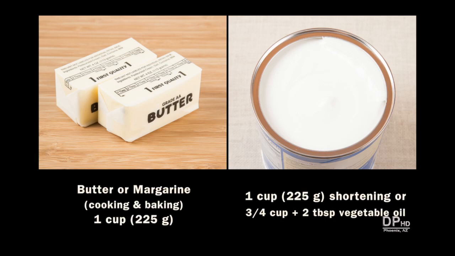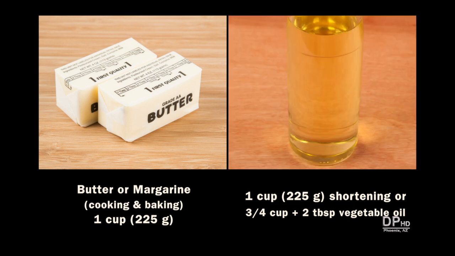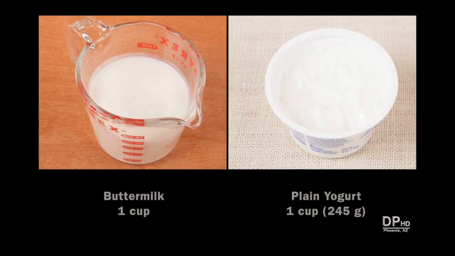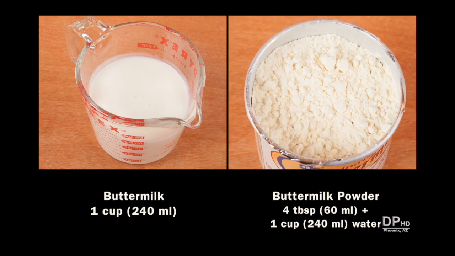For cooking and baking, you can substitute an equivalent amount of shortening for butter or margarine, or you can substitute vegetable oil using 3/4 cup plus 2 tablespoons of oil per cup of butter or margarine. An equivalent volume of plain yogurt can be substituted for buttermilk. Another substitute for buttermilk is buttermilk powder.